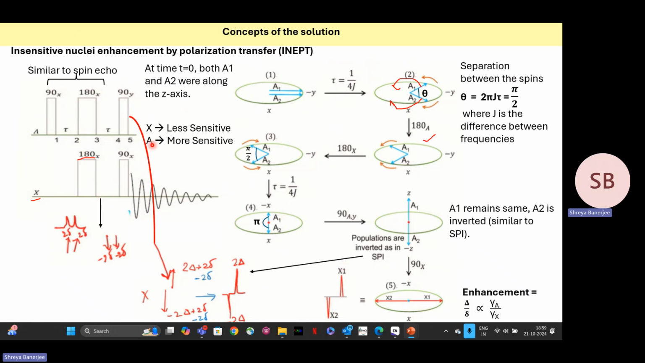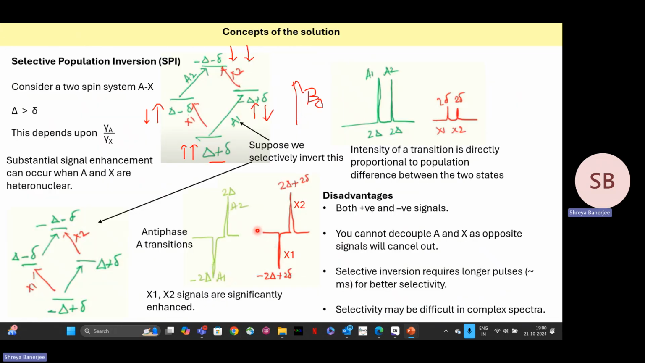So when this 90 pulse is applied on X, the X magnetizations, which initially were in the Z direction, also need to come into the XY plane, and that is what this final 90-degree pulse is doing. So this is the entire sequence of the INEPT experiment.